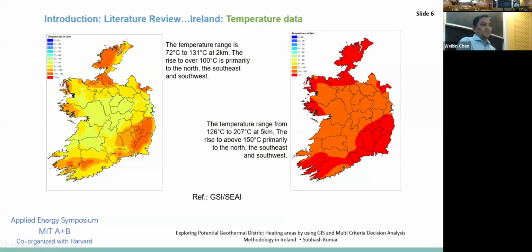So this is the heat map of Ireland that has already been done by the Geological Survey of Ireland. They have identified the heat locations at different depths, and where the best location is for the development of geothermal district heating, or local heating as well, not only for district heating, but at different locations. The first one, you can see here, is at 2 kilometer depth. This is at a 5 kilometer depth.